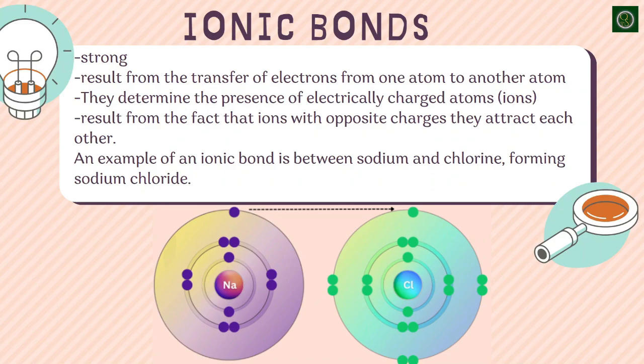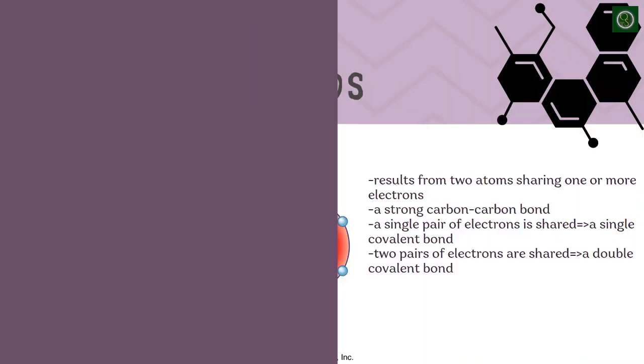Ionic bonds result from the fact that ions with opposite charges attract each other. An example of an ionic bond is between sodium and chlorine, forming sodium chloride.